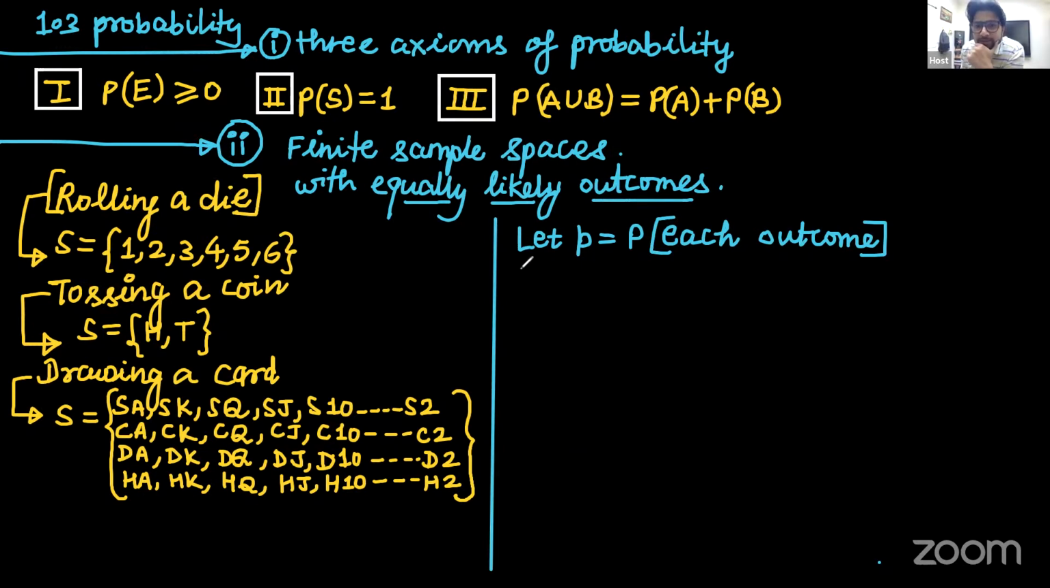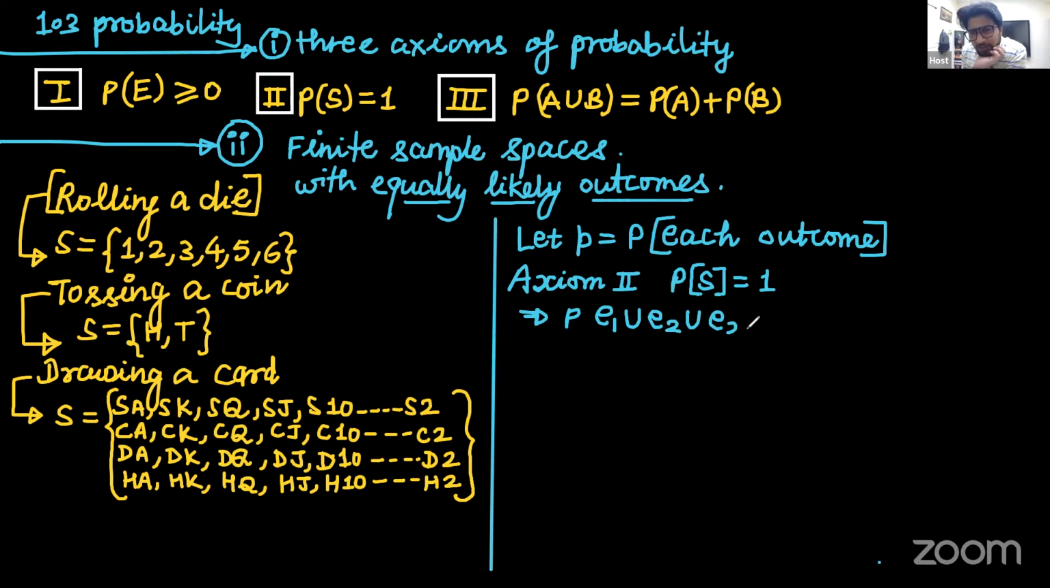Now we go with axiom number 2. Axiom number 2 says that the probability of the whole sample space is 1. But the whole sample space is simply the union of element 1, element 2, element 3, element 4, element 5, and finally element number capital N.